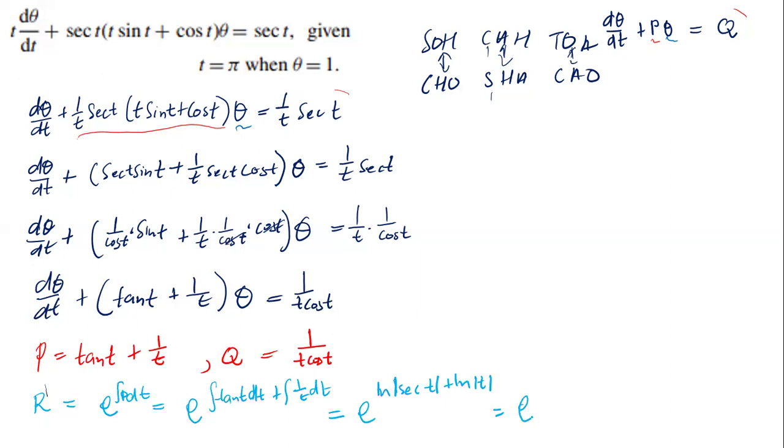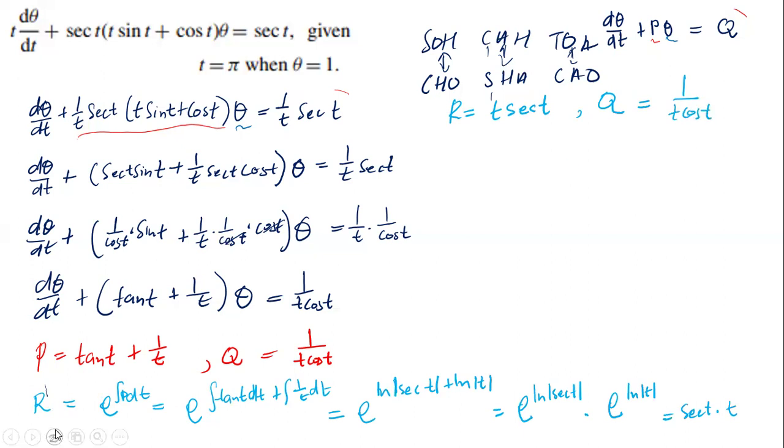And therefore, remember, we have e to the ln sec t multiplied by e to the ln of t. Remember, what is e to the ln sec t? It's going to be sec t, multiplied by e to the ln of t, which is t. So that means our r will be t sec t. Repeat, q will be 1 over t cos t.